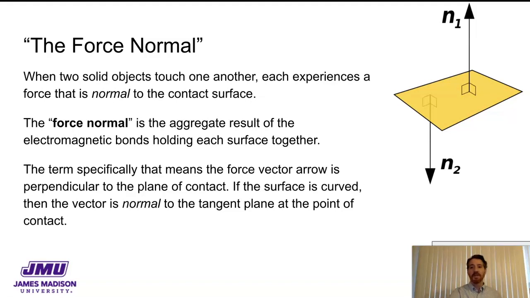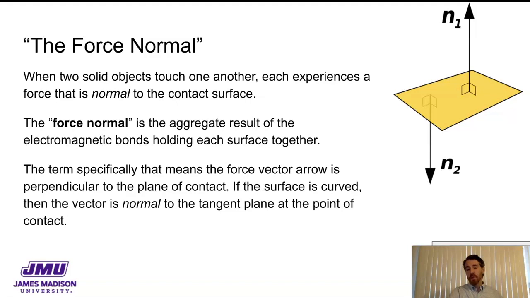It's called that because it is a mathematical term that means a direction that is perpendicular to a surface. So for example, in the image here, you have this vector n1 pointed up out of this yellow rectangle and vector n2 pointed down. These are what mathematicians would refer to as normal to the surface. You could say perpendicular, but when you say normal, you're being a little bit more specific and you're saying this one vector is perpendicular to this entire plane.